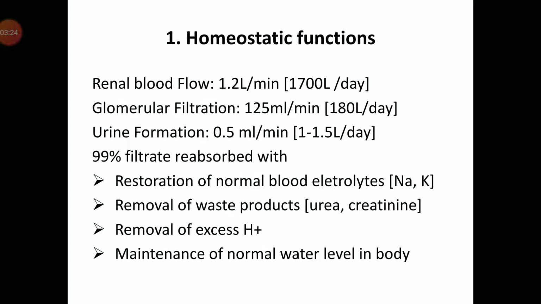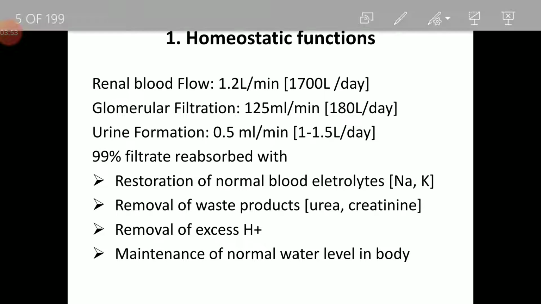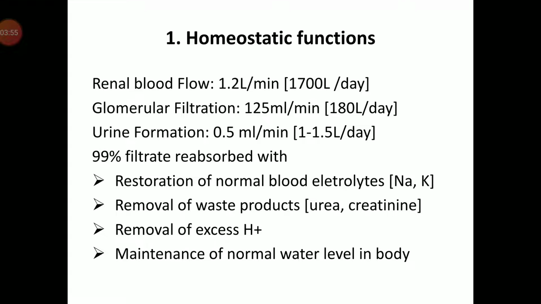You can see that the renal blood flow is around 1.2 liters per minute, or in a day, if you calculate, around 1700 liters per day. So the blood supply towards our kidneys is 1.2 liters, that is 1200 milliliters per minute. And though 1200 milliliters of blood is supplied in a minute towards our kidneys, the filtration which is done is only 125 ml in a minute.